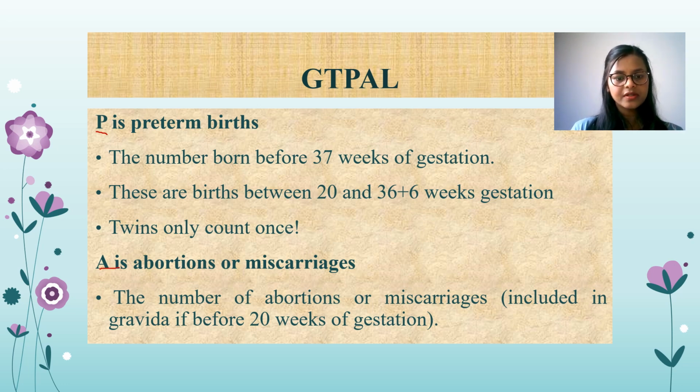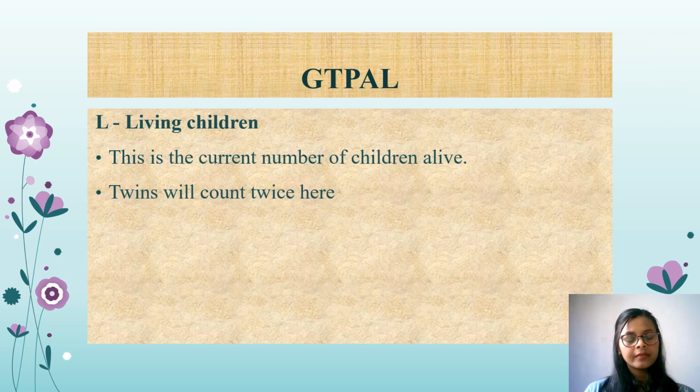A refers to abortion or miscarriage. So the number of abortions or miscarriages, included in the gravida, before the 20th week of gestation. So if a woman had a miscarriage before the 20th week of gestation, that comes under the abortion A. L refers to living children. So this is the current number of children the woman has that are alive. Twins will count twice here because we count the number of babies, not the pregnancies or the number of times the woman has given birth.